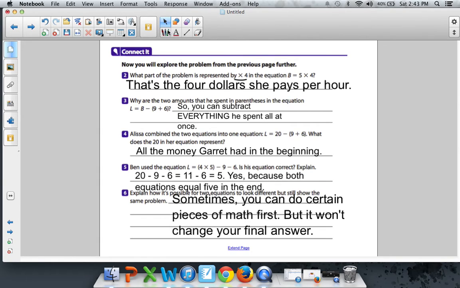Like, for example, over here, with 4 times 5 equals 20 and minus 9 minus 6, if I had done this first, let's pretend. 9 minus 6 is 3. Then I can do 4 times 5, that's 20. And then I can do 20 minus 3. And that equals 17. But 17 is not even close to the correct answer. 5 was the correct answer. So as you can see, I proved it right there. If you ignore the parentheses especially, you can really mess up your answer.